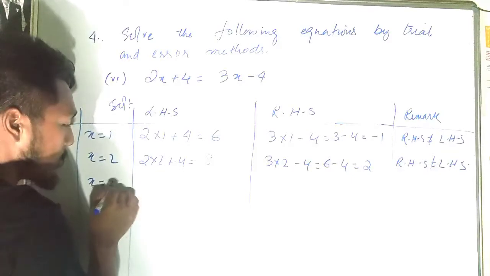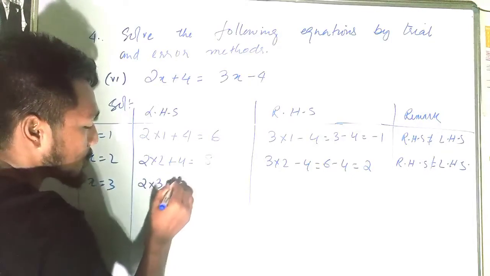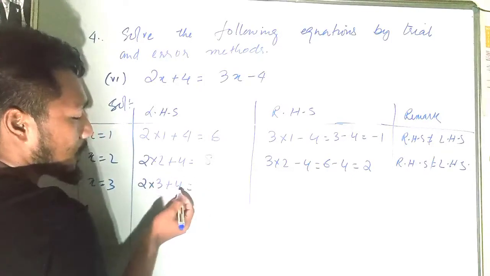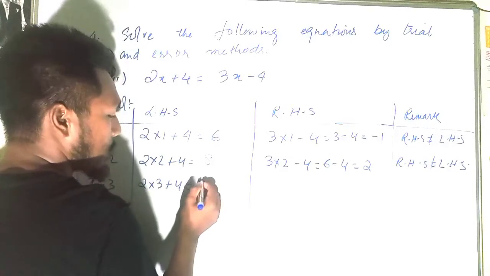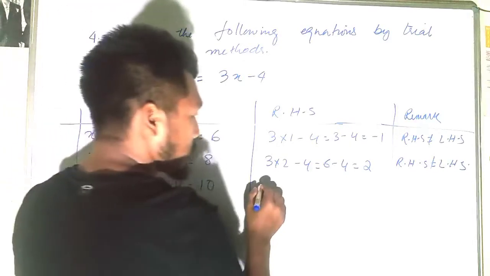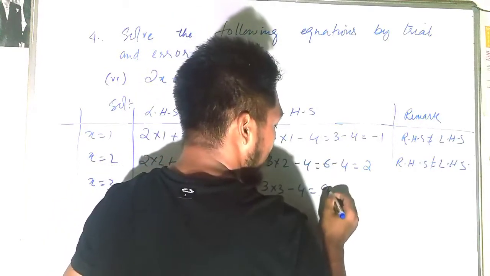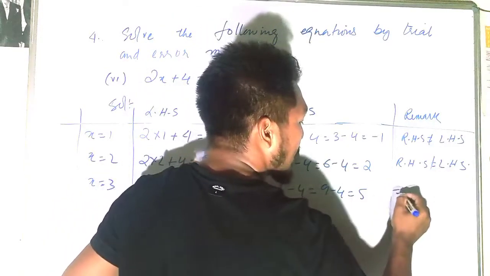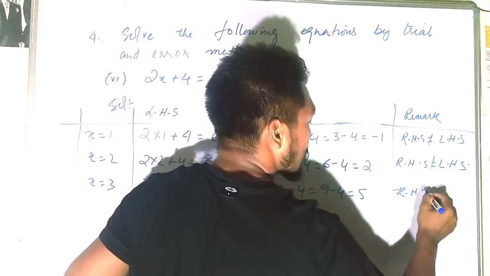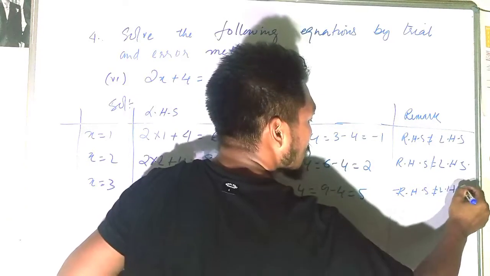Similarly, x is equal to 3. 2 threes are 6, plus 4 is 10. Here 3 into 3 minus 4: 3 threes are 9, 9 minus 4 is 5. Again, this is also the same thing, they are not equal to each other.